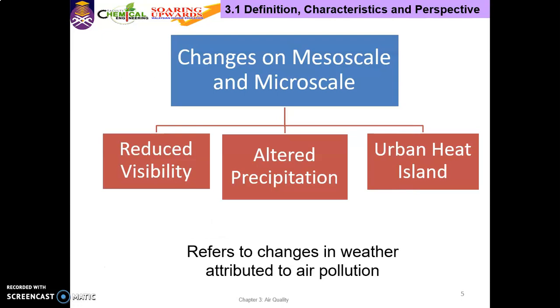Okay, now changes on mesoscale and microscale. So changes dia akan affect the visibility, akan reduce visibility, means at certain meter, beberapa meter, kita hanya boleh tengok at berapa meter. Okay, and then altered precipitation, for example, the formation of acid rain, and lastly, urban heat island. Okay, so example, global warming.